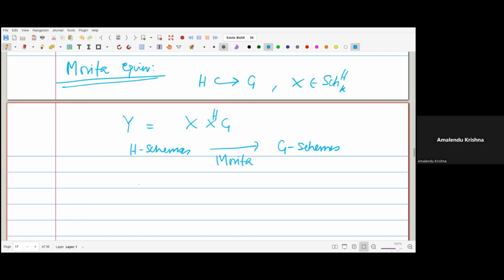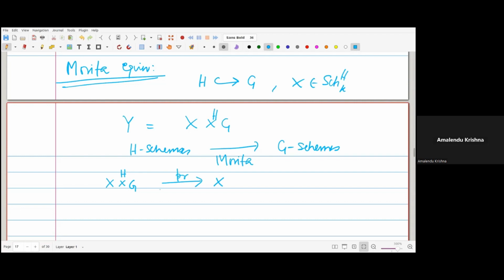So what is the property of this functor? Let me explain this Morita a little bit, what it does. This Morita thing is very interesting. So you have X, and this is G, and they have a projection from X cross G to X. Right, it's a projection to X.